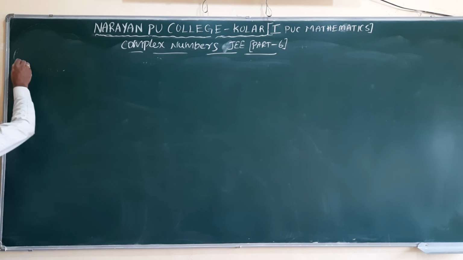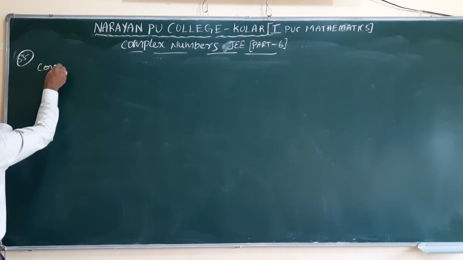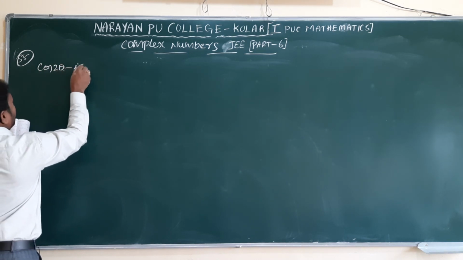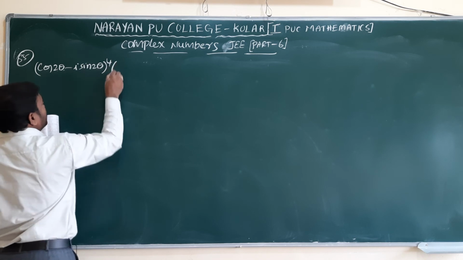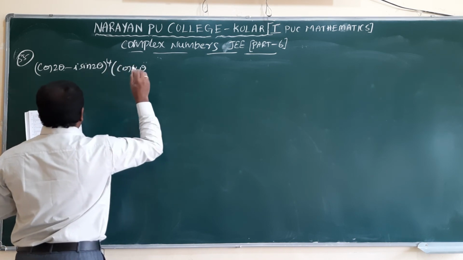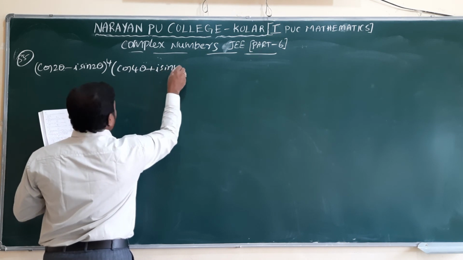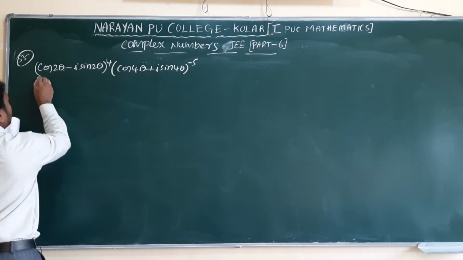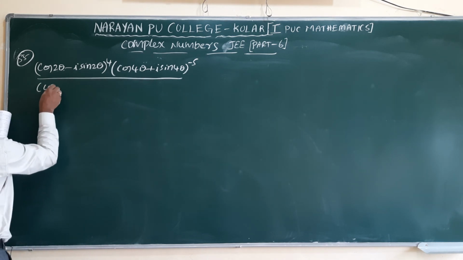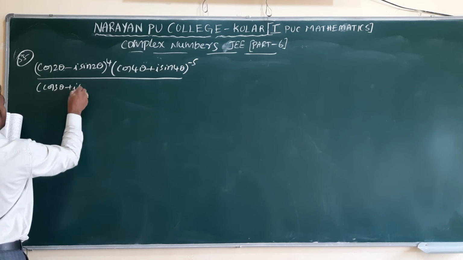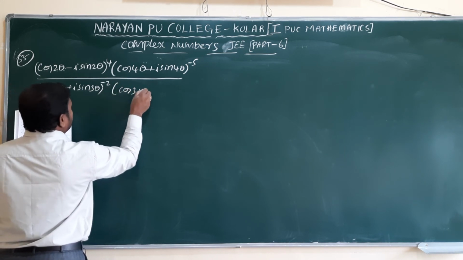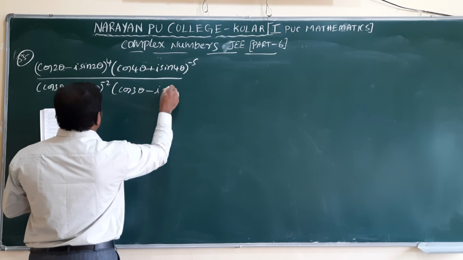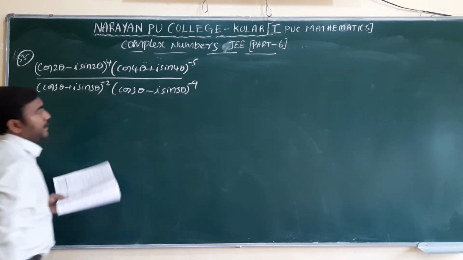Question number 55. We express (cos 2 theta minus i sin 2 theta) whole power 4 into (cos 4 theta plus i sin 4 theta) whole power minus 5, divided by (cos 3 theta plus i sin 3 theta) whole power minus 2 into (cos 3 theta minus i sin 3 theta) whole power minus 9.